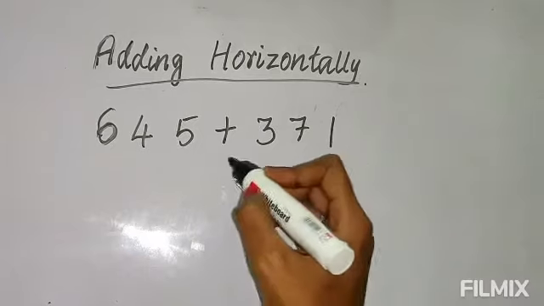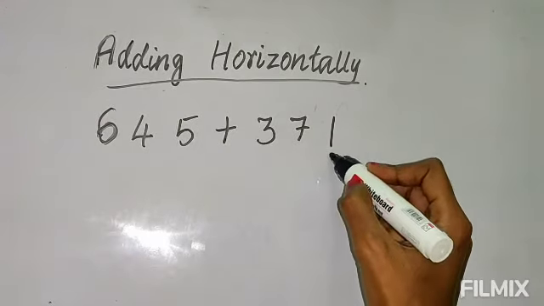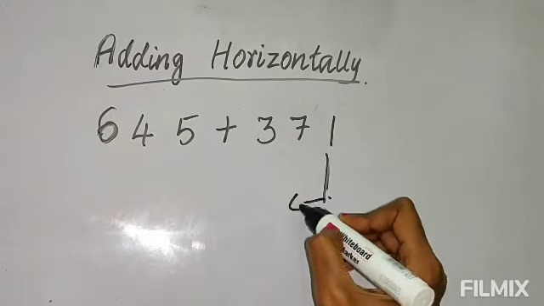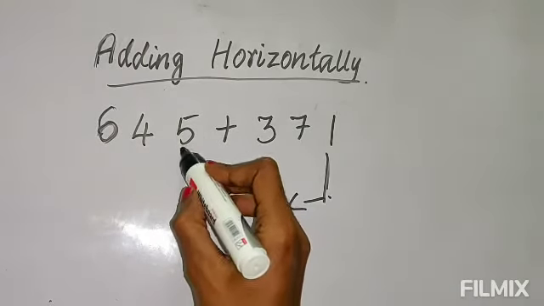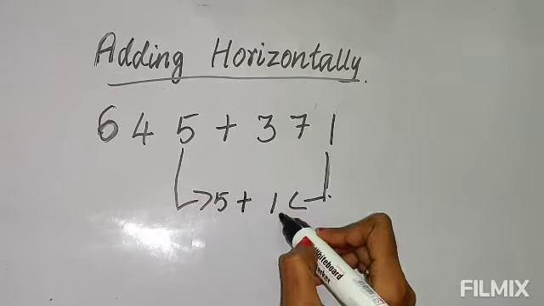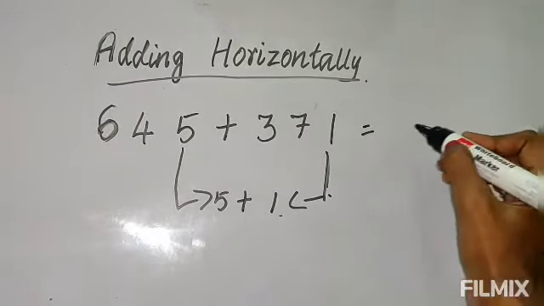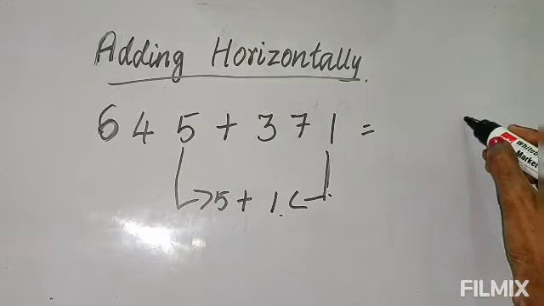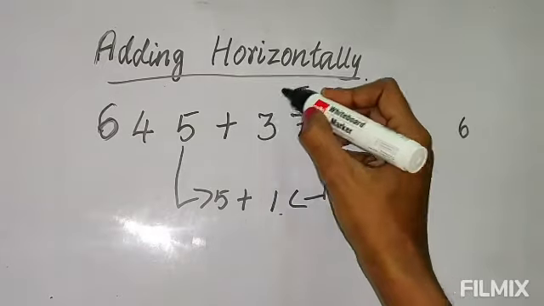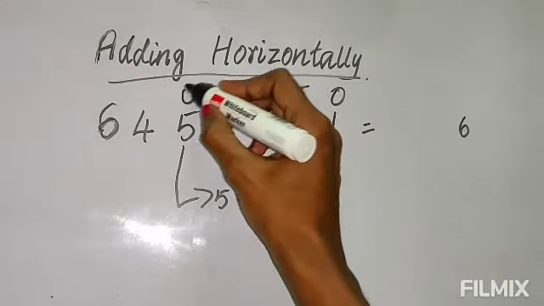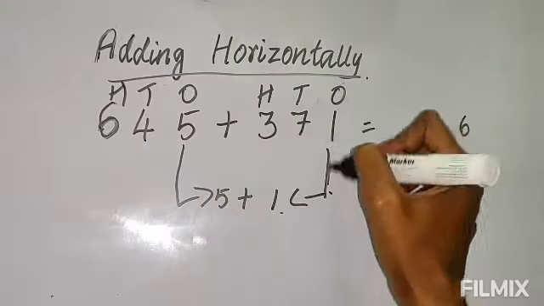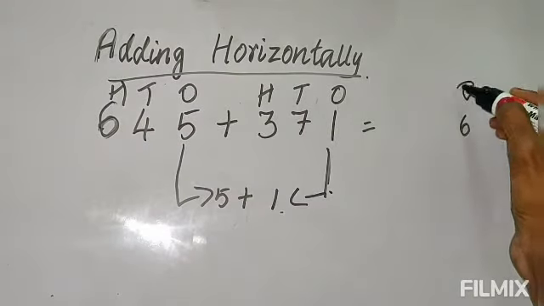First we add the numbers in the 1's place. Here in 1's place there is 1, and here the number is 5. We add both: 5 plus 1 is 6. That we write in the 1's place here. First this is 1's, 10's, 100's, and here also 1's, 10's and 100's. So first you add the numbers in 1's place and write the answer in 1's place.